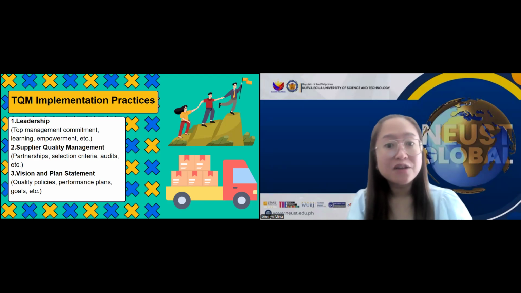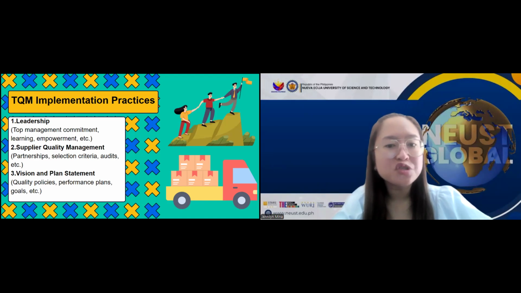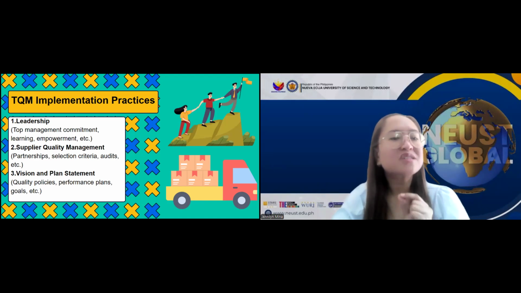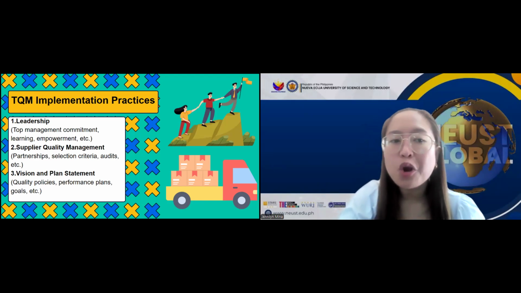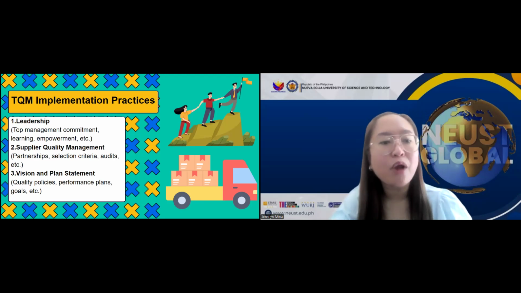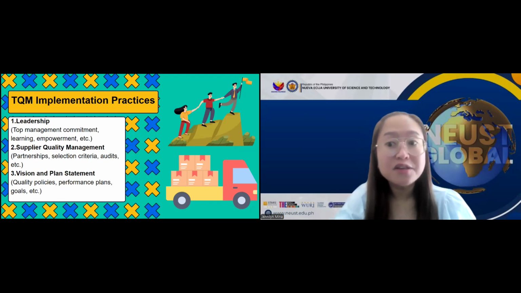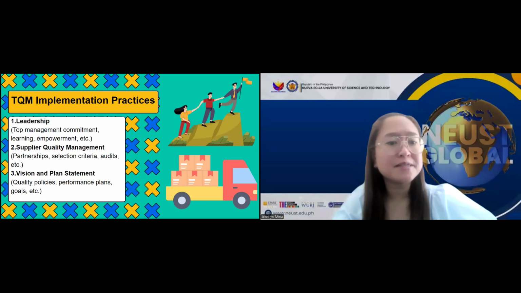An example is the very famous company, Apple. Apple maintains strict supplier quality control for components like iPhone screens and chips. It has long-term partnerships with suppliers such as Foxconn and TSMC. Apple conducts supplier audits to ensure compliance with labor, environmental, and product quality standards, and this really results in high-quality products and brand consistency.